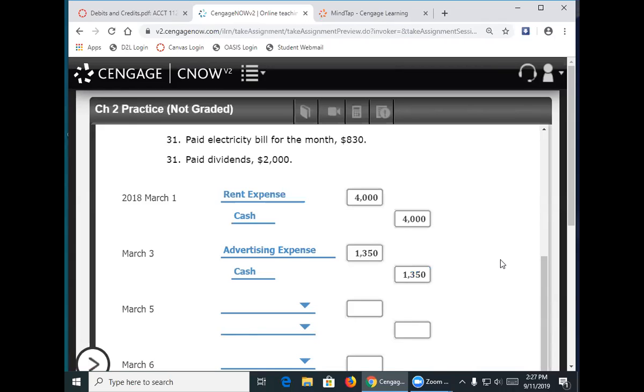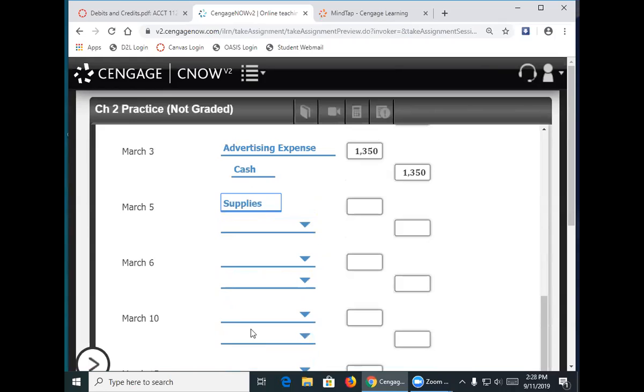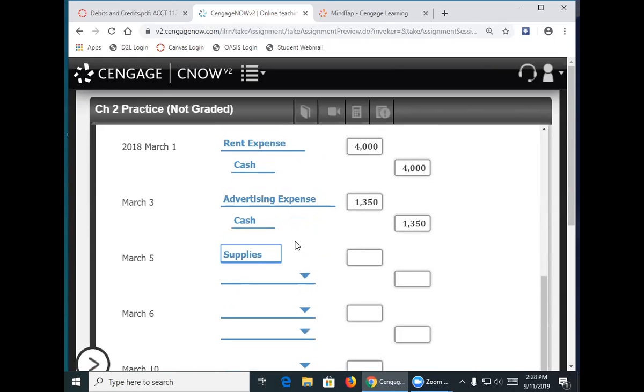Asset, good. So if you remember, supplies is kind of the tricky one. We consider that like a prepaid expense. So supplies, when we purchase it, it's an asset. It's something of value that we own. In this case, we're purchasing supplies, so it's an increase to the asset account supplies. Okay, that was 1,800. And what gets credited?